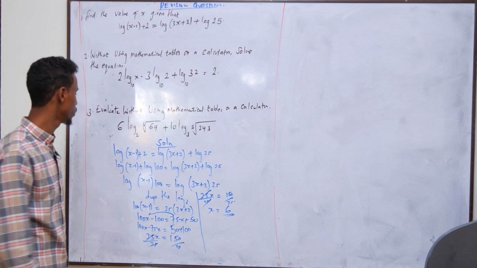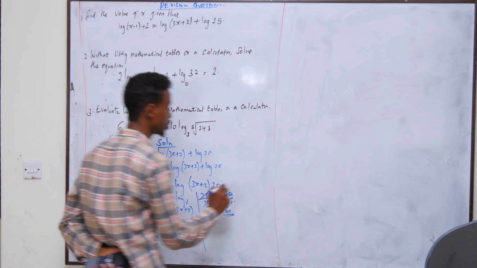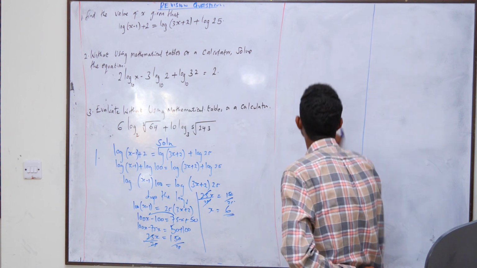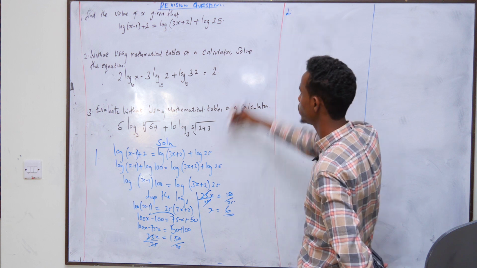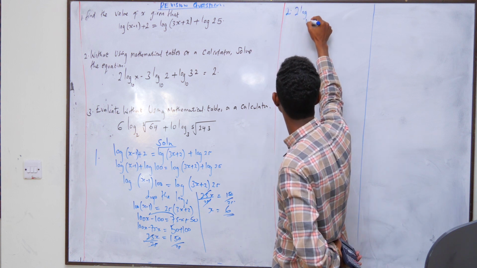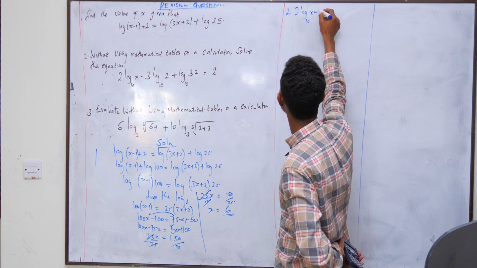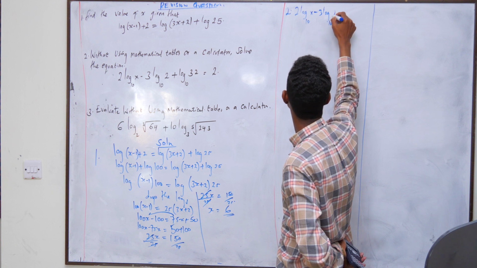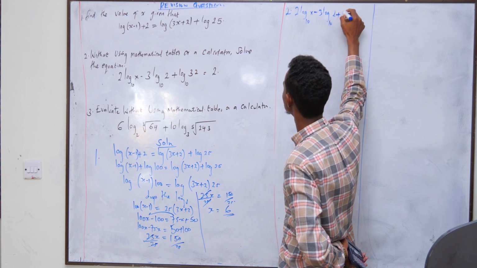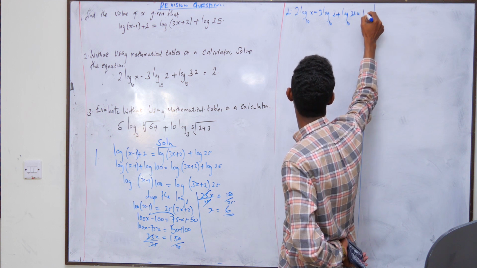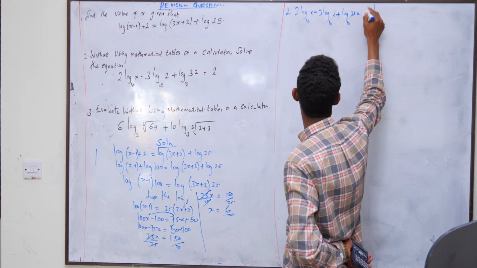Question number 2. This was question number 1. In solving question number 2, class, it is very simple. Let's write the question: 2 log₁₀ x − 3 log₁₀ 2 + log₁₀ 32 is equal to 2.